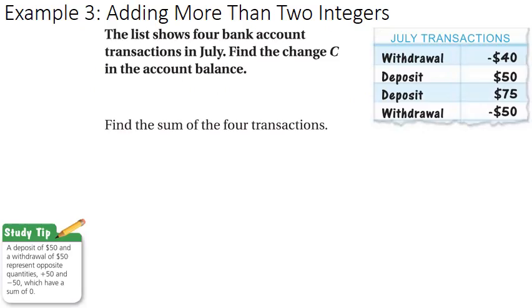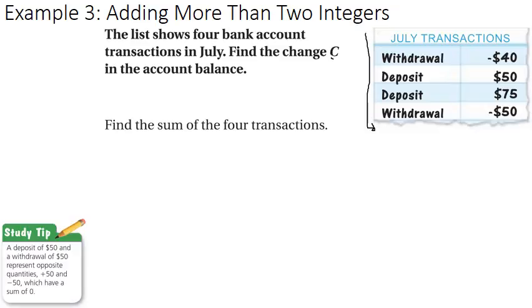Okay, so we're going to be working with adding more than two integers together. So in the case that we have more complex math than just two numbers, which happens quite a bit in real life, we're going to be adding more than one together. So over here we have a list of bank account transactions that happened in July, and we want to find the change C in the account balance. So we need to find the sum of the 4 different transactions.